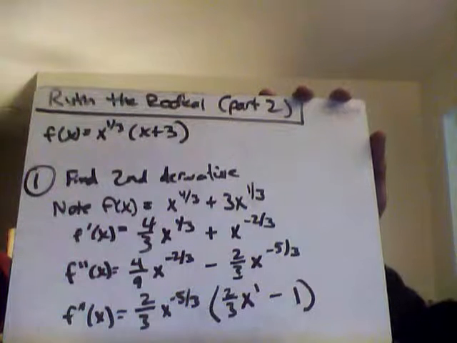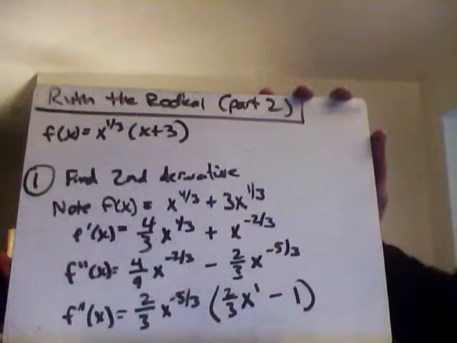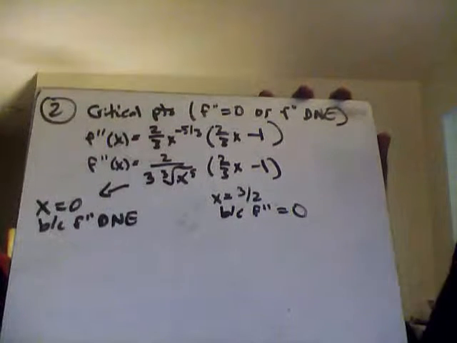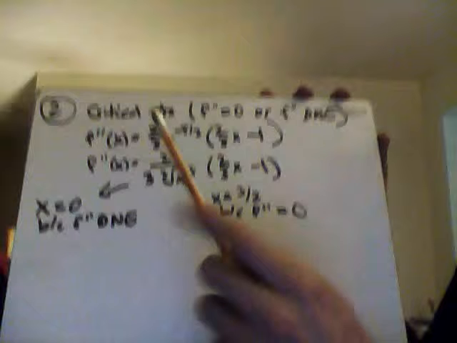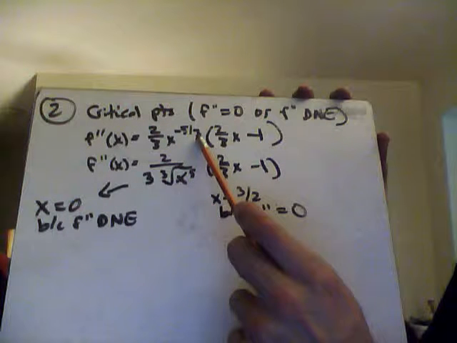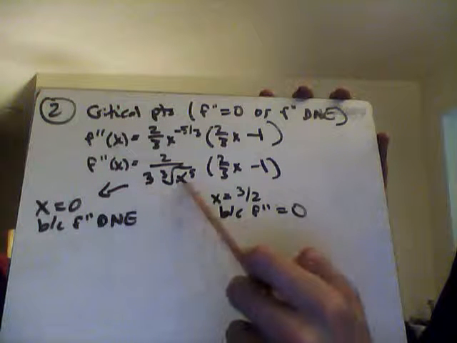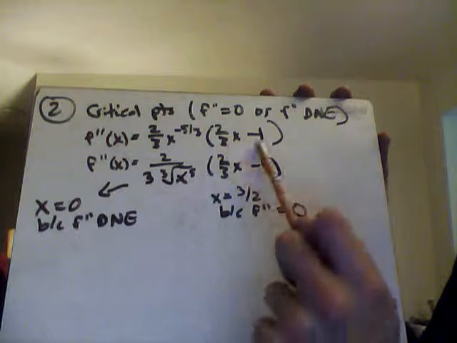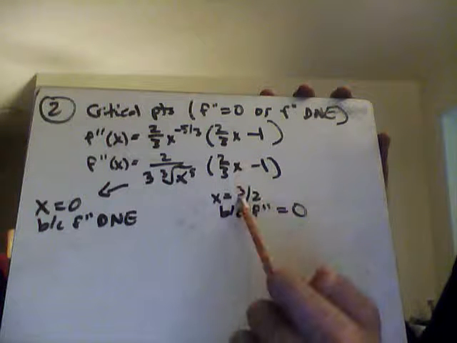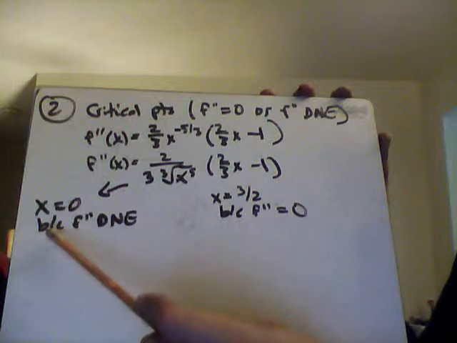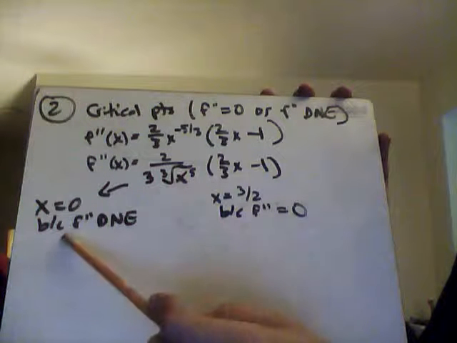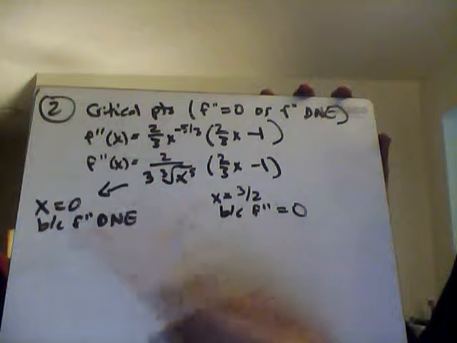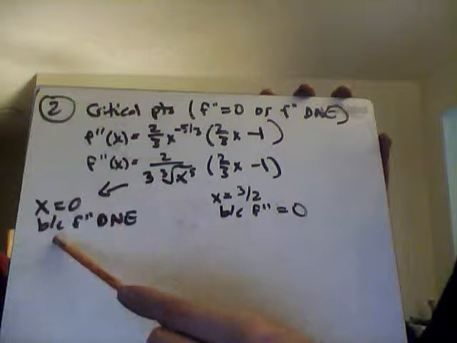Our critical points are going to be wherever f double prime is equal to 0 or wherever f double prime does not exist. Those will be when we have the 2/3 x to the negative 5/3 undefined, which will happen when x is equal to 0, or whenever the 2/3 x minus 1 is equal to 0, which will happen when x is equal to 3/2. These are both important critical points that we need to make sure that we identify and put on our sign test. People oftentimes forget the x is equal to 0 part.